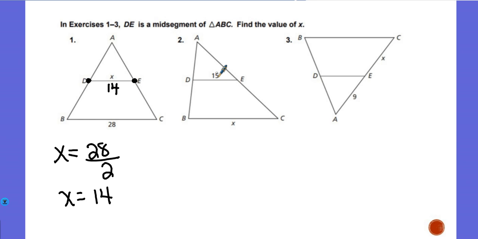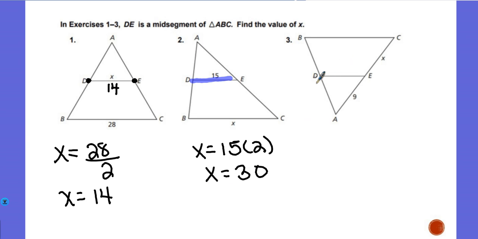Alright, so the next one, we have the same situation. This is the mid-segment right here, and in order to get this X down here, all you need to do is double this one to get this down here. So X equals 15 times 2, so X equals 30. So if we go here, this is the mid-segment right here, so that means DE is the mid-segment, so these black dots are called midpoints. So if this is 9, then this up here is also 9. So in this one, X is equal to 9.